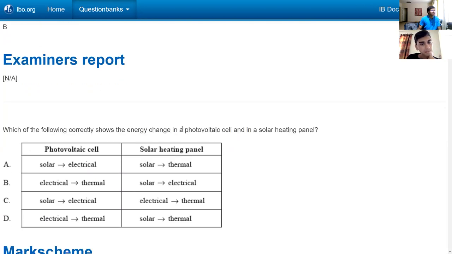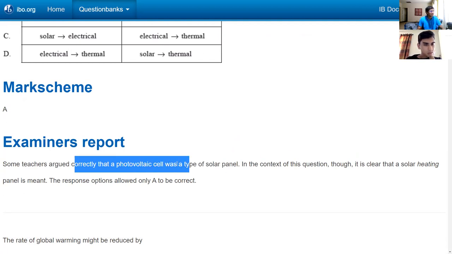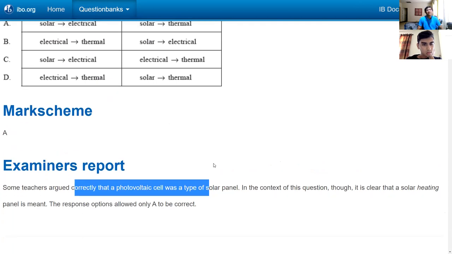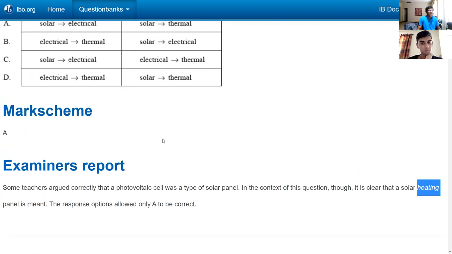Which of the following correctly shows the energy change in a photovoltaic cell and in a solar heating panel? So photovoltaics use photons to create a potential difference. So that is solar energy into electrical for photovoltaic. So it's either A or C, and then solar heating goes from solar directly to thermal because it just heats up the water. Perfect. Sometimes teachers say that photovoltaic cells are also solar panels, and the way the teacher uses the word solar panel is a little bit confusing. But here, because they said solar heating panel, it's like one of those active solar heaters.